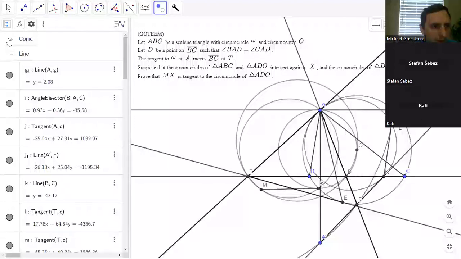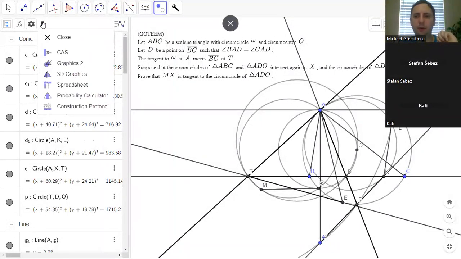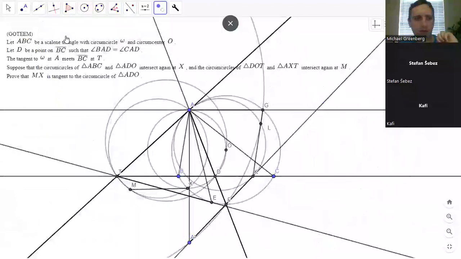Oh, conic. C1 is the intersection of A prime. So it's the intersection of that circle with KG. So then what is, okay, so that defines everything, I think.